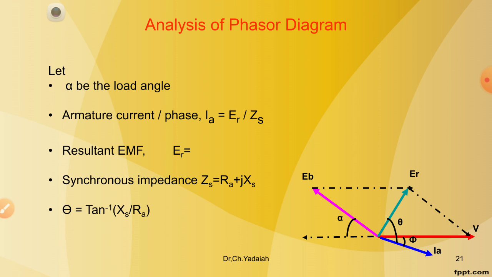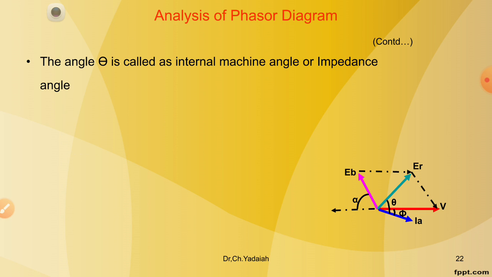Next, synchronous impedance ZS. ZS is equal to armature resistance plus synchronous reactance, RA plus j XS. Then theta is equal to tan inverse of XS by RA, synchronous reactance by armature resistance. This theta is known as the internal angle or impedance angle, we can say. Okay. This formula already we know. Now, the angle theta is called the internal machine angle, or you can say the impedance angle.